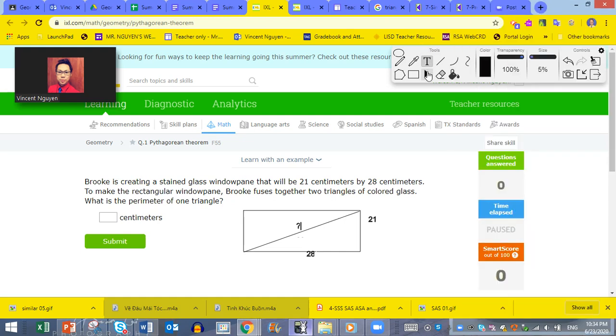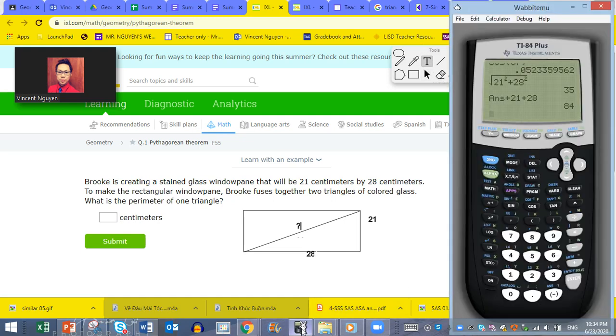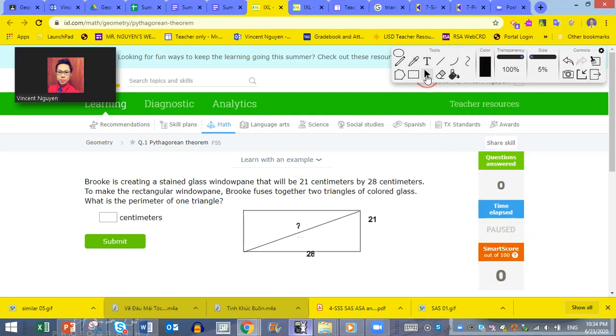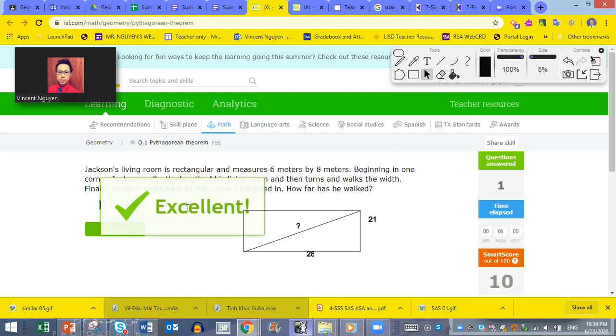What was the answer again? The answer was 84. So I will go back to this screen and type in 84 for my solution. Submit. Yeah, okay.